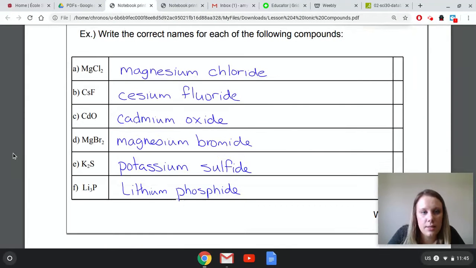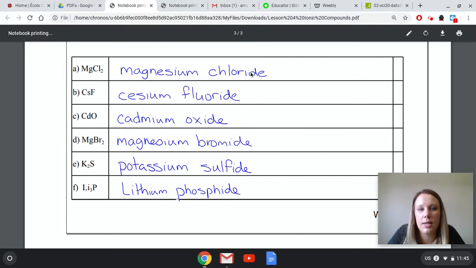Now, naming these, there's nothing more to this than writing the metal first. Don't change anything about the metal, and writing the nonmetal second with that ending of IDE. So magnesium chloride, cesium fluoride, cadmium oxide, magnesium bromide, potassium sulfide, and lithium phosphide. So all of these are metals in the first part, and all of these are nonmetals in the second part.